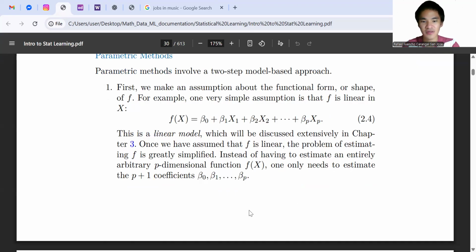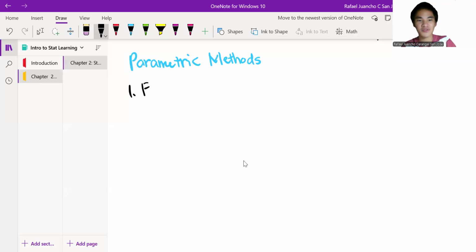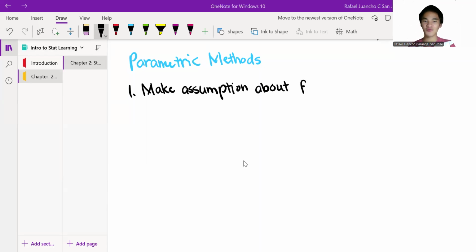So it's a two-step approach. The first step is to make some sort of assumption of what the model is. And this is where humans do this part, no math. So make some assumption about f. How do we want it to look, right? This is more on the intuition side of things. What's the shape of this thing? What's the shape of the data, right? This is how we kind of look at things.